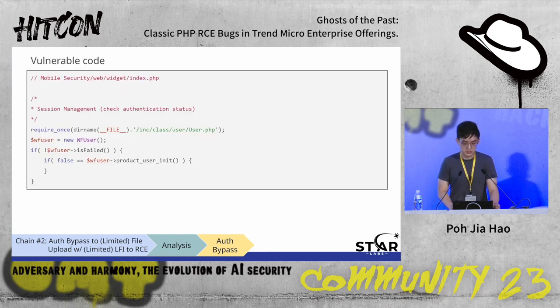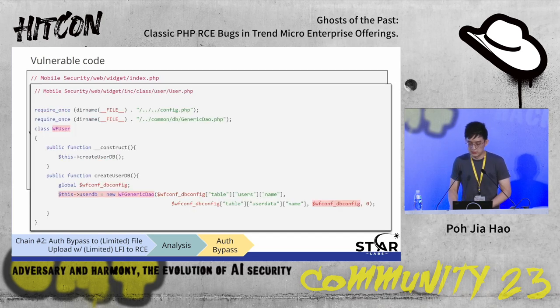Let's trace from the source this time around instead. This is part of the code from the index.php page where the user authentication is checked near the top of the script. We see that a user file is included into this script, and then a WF user class is instantiated. Let's take a look at how the WF user class is constructed, as there are functions from this class that we may be interested in.